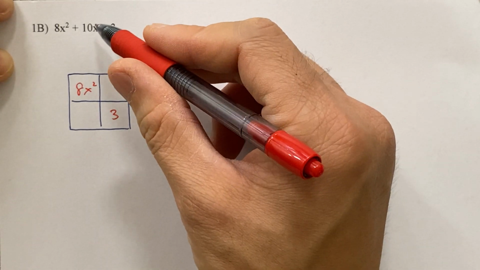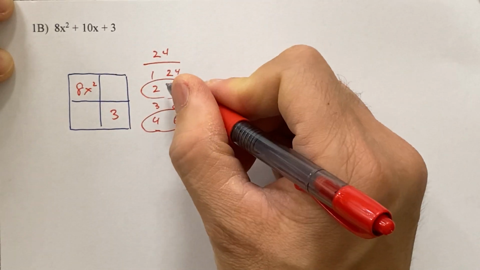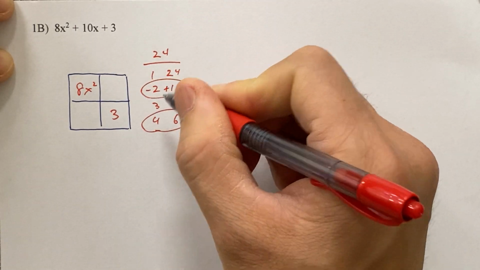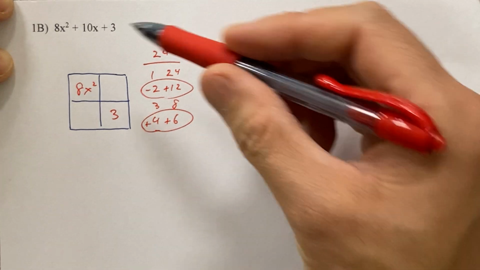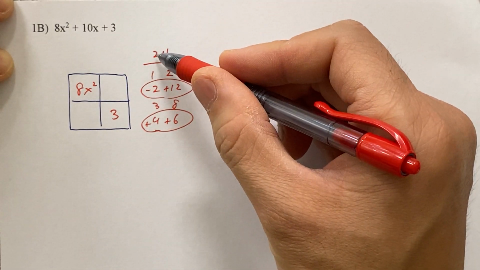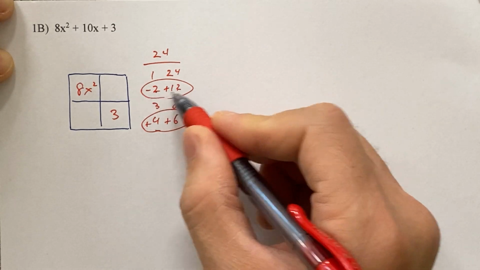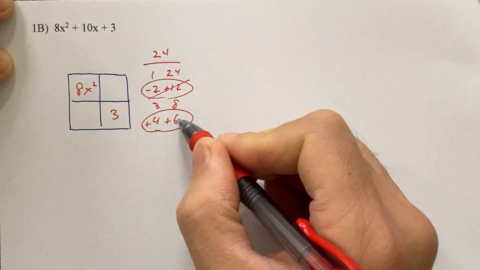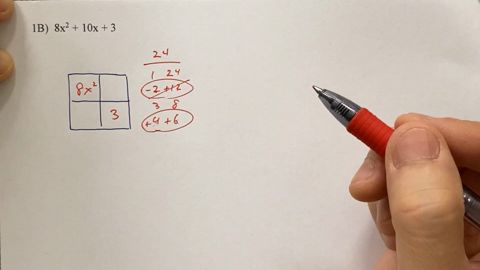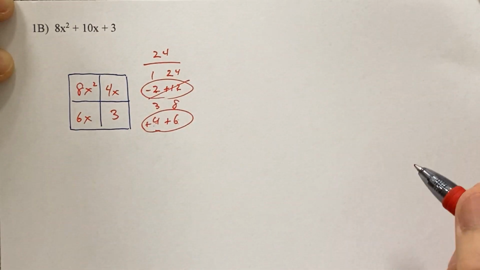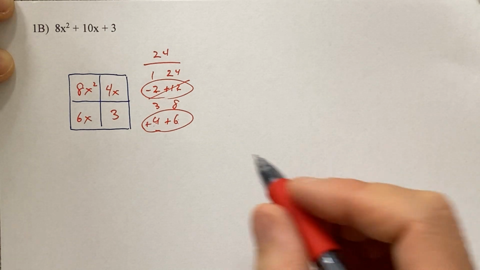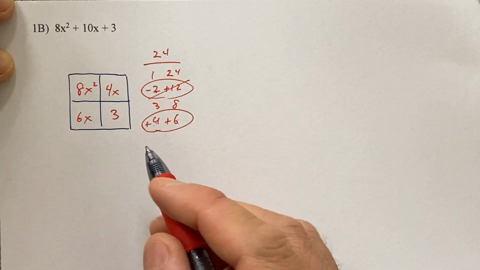So in order to get a positive 10, this could either be a negative 2 and a positive 12, or these could both be positive. Which one is the correct combination? Well, if I multiply these two, it's a positive 24. If I multiply these two, that's a negative 24. This would, if I multiply these two, have been my positive 24. So it's the 4, 6 combination. Once I have the correct combination, then it's just a matter of GCFing every row and column.